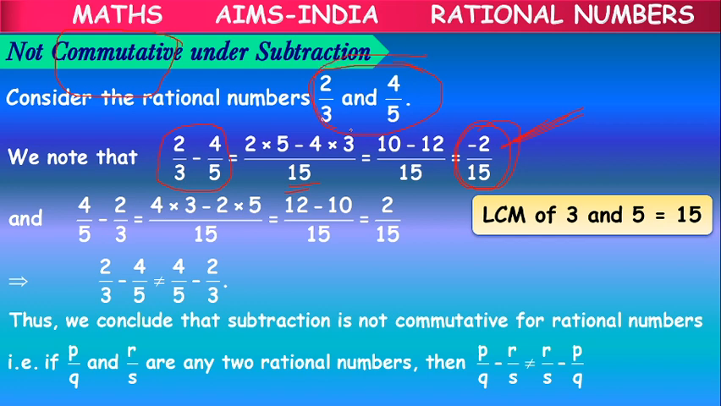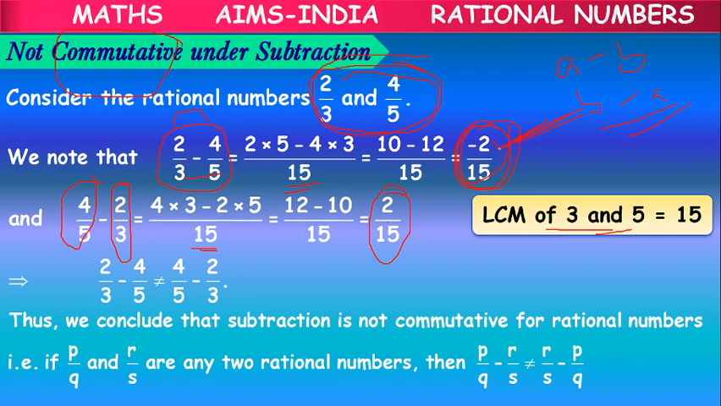So we have taken two rational numbers and done the subtraction of them. We got a rational number. Here LCM of 3 and 5 is 15. Now let's do the subtraction in reverse manner. Previously we did subtraction of A minus B. Now we will do subtraction of B minus A. So 4 by 5 we will take first, 2 by 3 we will take second. LCM is 15. If we do subtraction, after simplification, what are we getting? We are getting 2 by 15.